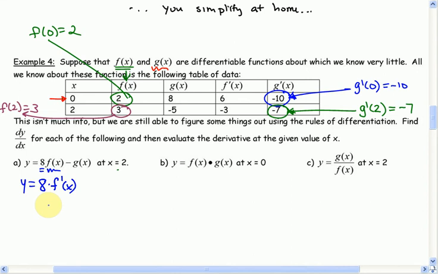Vincent? Don't you plug the f of x as 3? I will in a second. I'm going step by step, but you're going ahead. Okay, we will. Just hold on. I'll be there in a sec. Okay?